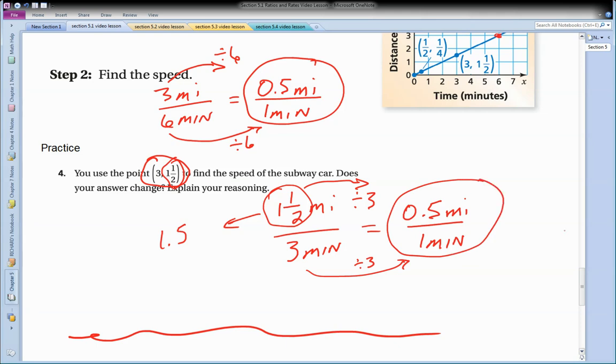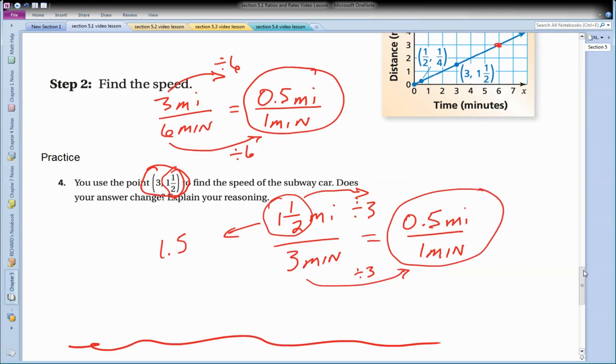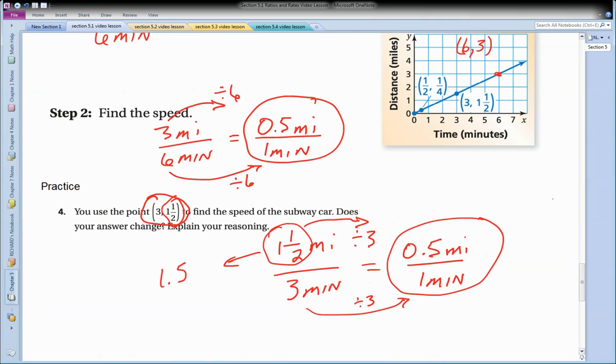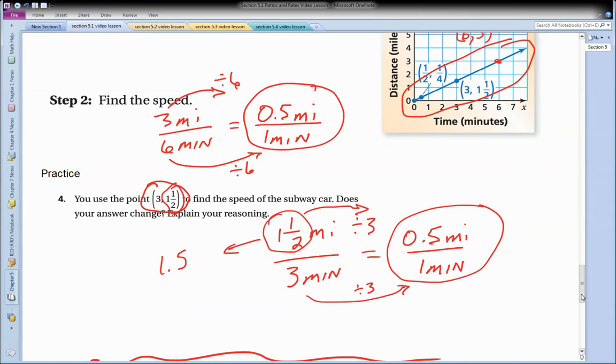So it doesn't really matter which point you pick on the graph. That's the point of doing this exercise. Any point you pick on this blue line up here, you can calculate the speed with any point on here. All right, so all of the points on here, we're going to learn later that they are proportional.